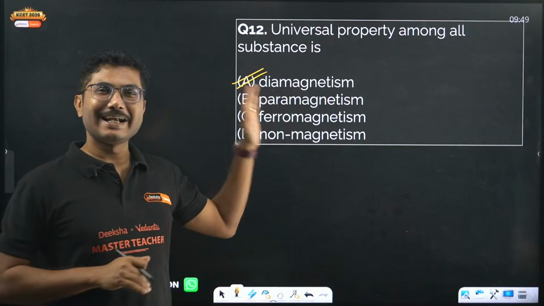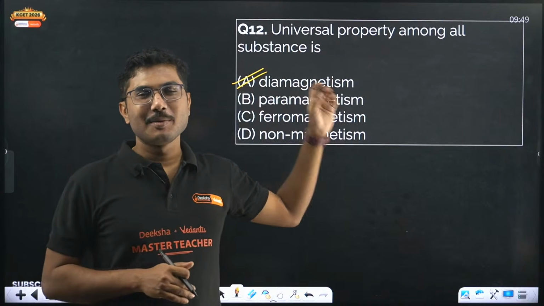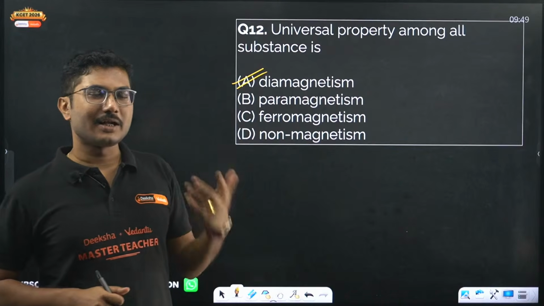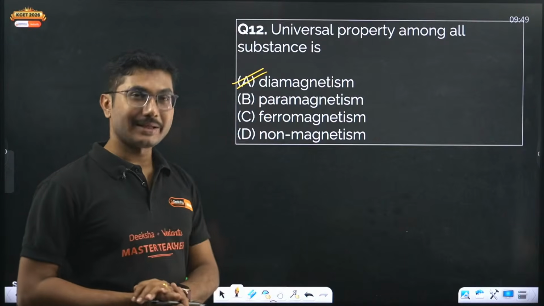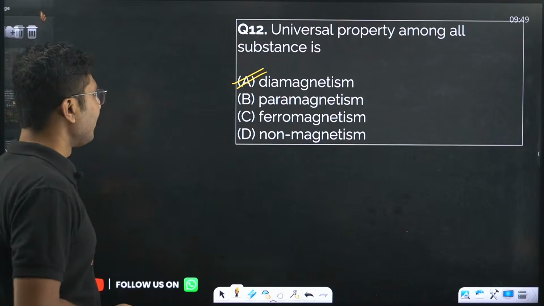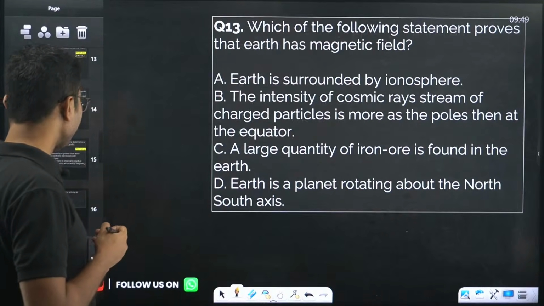So inherently everyone is a diamagnet, but based on their conditions, their temperatures, etc., they behave like a paramagnet and a ferromagnet as well. Okay, now next question.